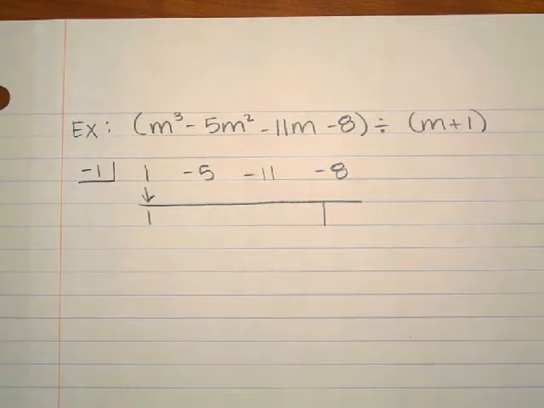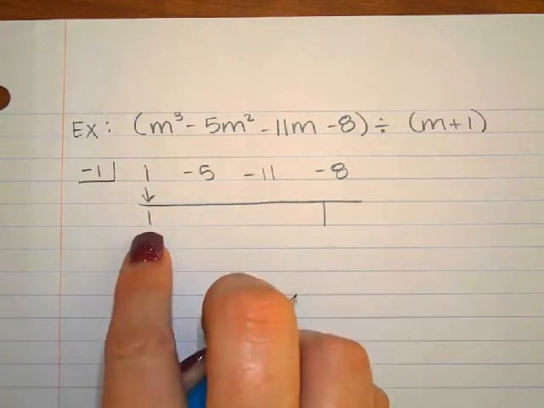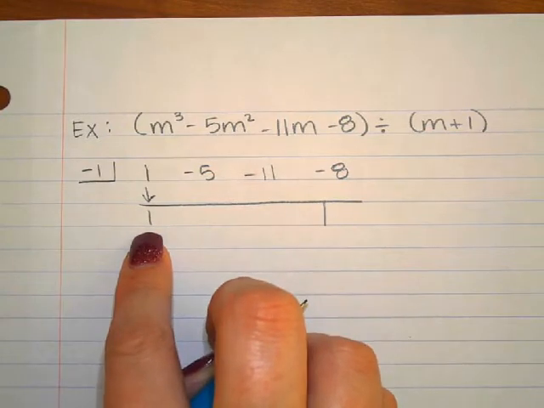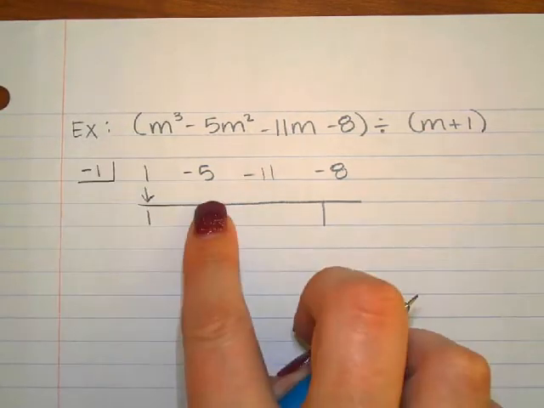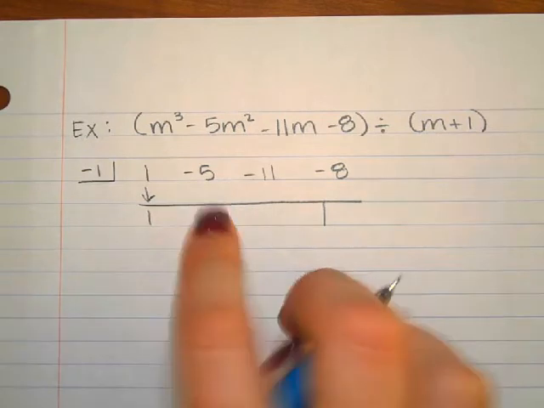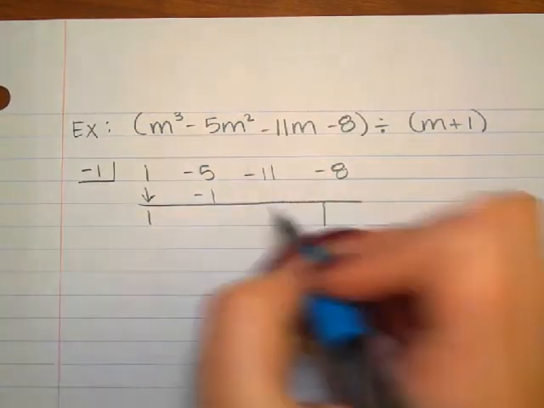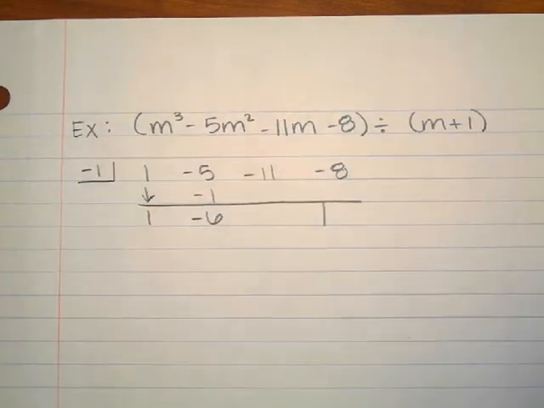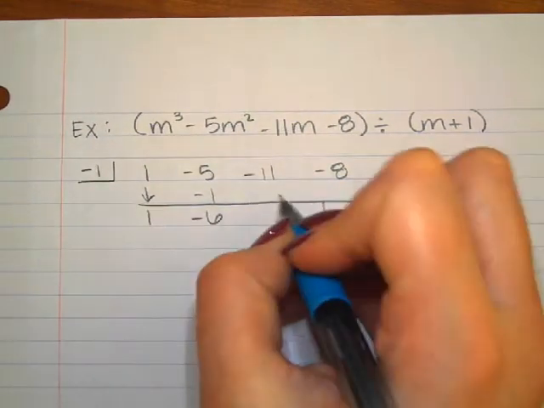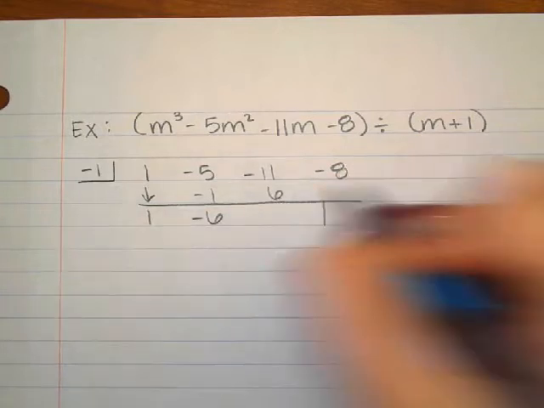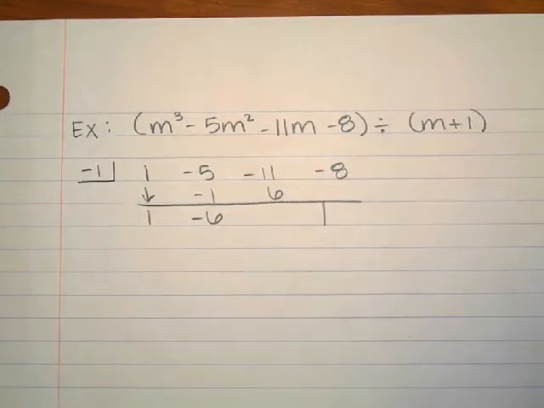You can work on your notes. Okay. 1, what comes next? Multiply by -1, we have -1. We add those. -6. And we add those. -5.